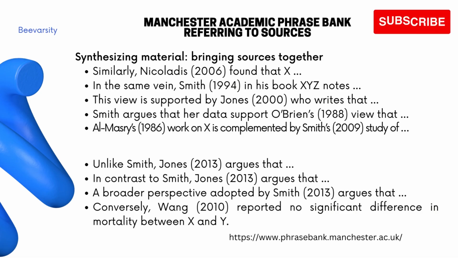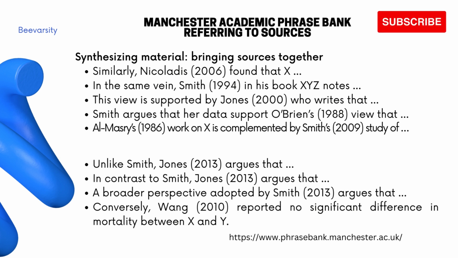And guess what? The Manchester Academic Phrase Bank has shown you how to bring sources together. So you'll be able to see something like, similarly, Nicolaides 2006 found that blah blah blah said this. In the same vein, Smith in his book XYZ said that. This view is supported by Jones, who writes that. That is how sometimes you bring different sources together. Don't just read only one source. You have to be able to compare and contrast and put different things into it. Or, unlike Jones, Smith and Jones argue that, so you have to contrast. In contrast, because remember it's critical review.